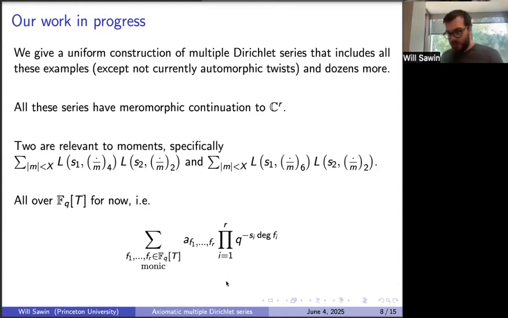Again, we haven't done this, but it seems that it should be possible to eventually transfer these to the number field and have the same construction in the number field setting as well. Now is a good place to pause if anyone has any other questions.